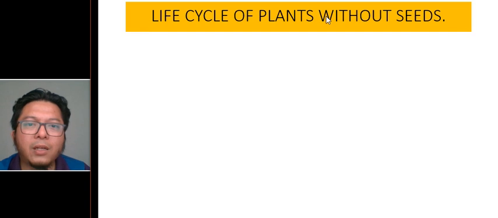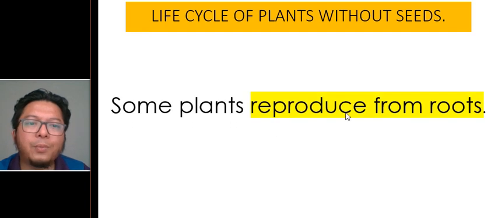Now next, life cycle of plant without seeds. Some plants reproduce from roots. Now just now we have learned 3 plants that reproduce from stem.